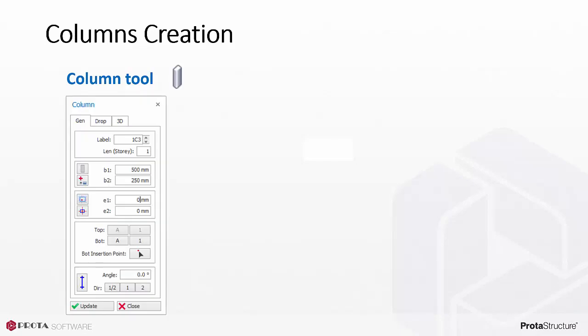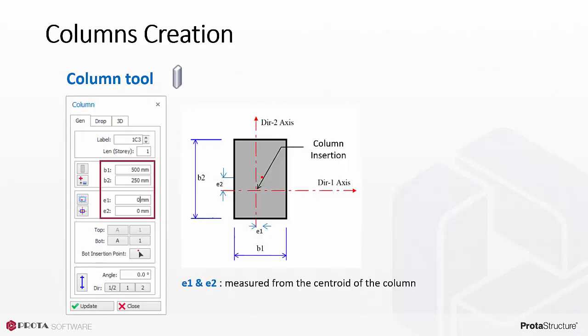The column can be created using the column icon. If you click on the column tool, the column properties will appear. B1 is the width and B2 is the height of the column. To insert a column, there must be an intersection of two axes that will become the joint of the insertion. This is defined as the column insertion point.